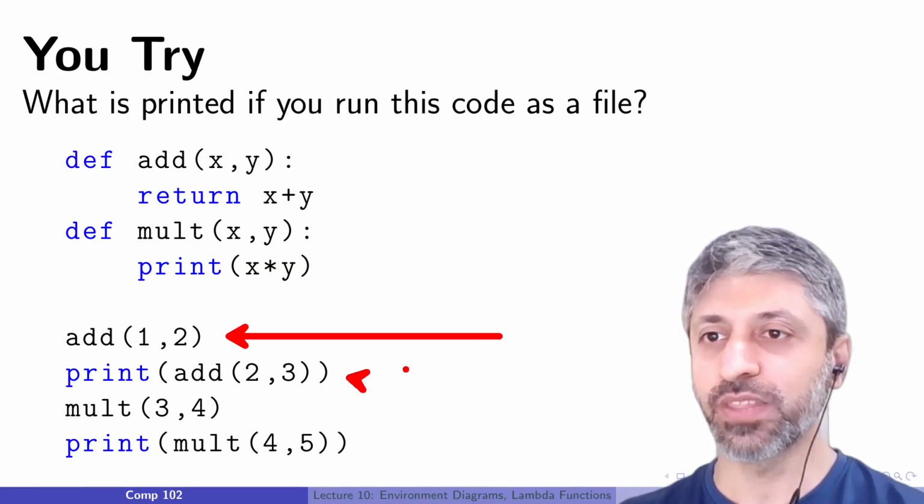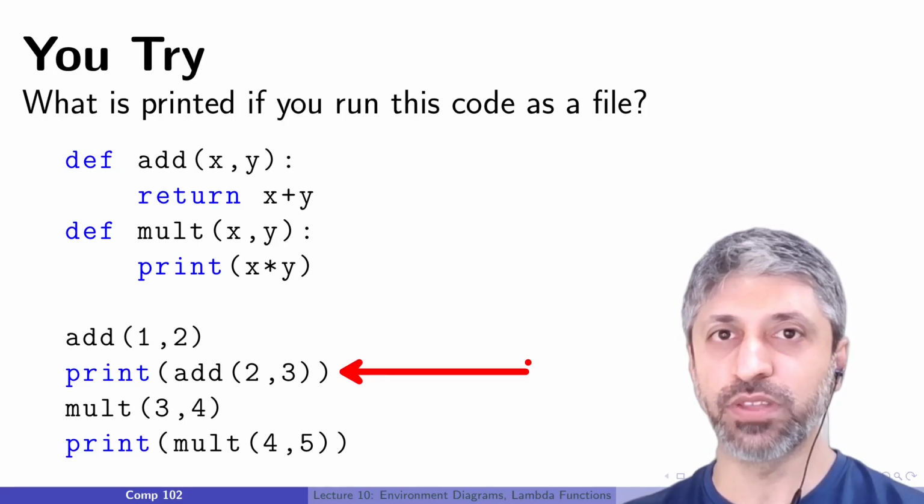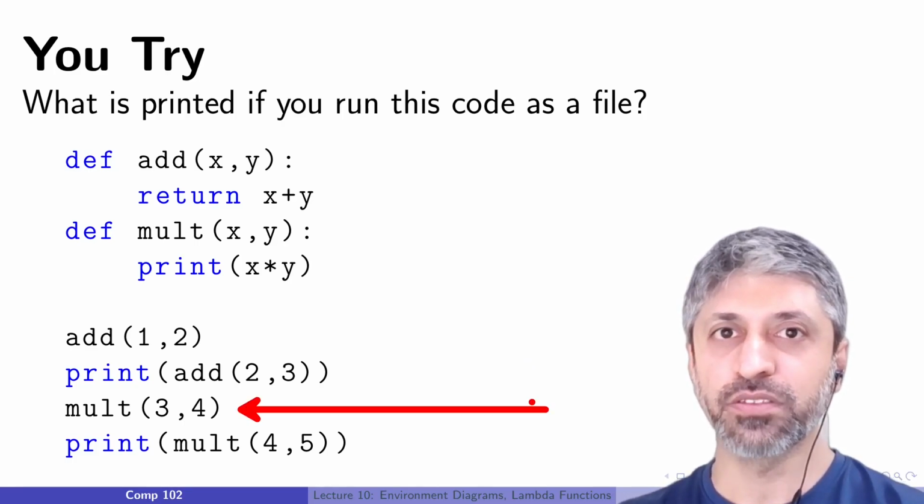And what about that one? It prints the return value of add. Now we are actually printing the return value on the screen, so we get 5. Mult 3, 4. This one is tricky because mult uses print inside the body, so it prints 12 on the screen on its own, but it doesn't have a return statement, so it returns None.